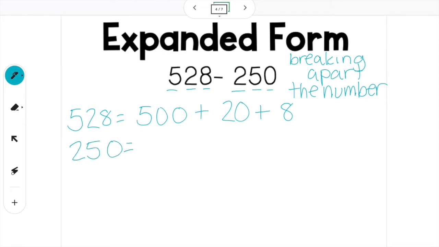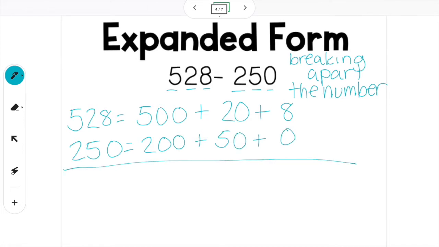All right, there's 2 hundreds plus 5 tens or 50. And then there's 0 ones. So I'm going to just go ahead and put a 0 in the ones place. I'm going to put my subtraction sign so I know that I'm subtracting. And then I go ahead and I start subtracting everything. So 8 minus 0 is going to be 8. I don't have to regroup.